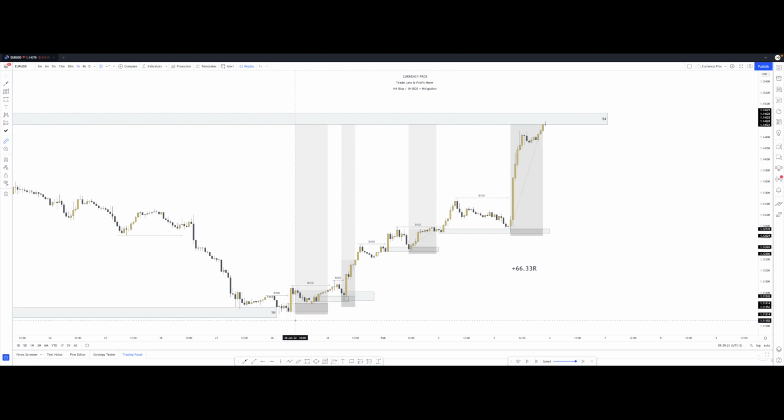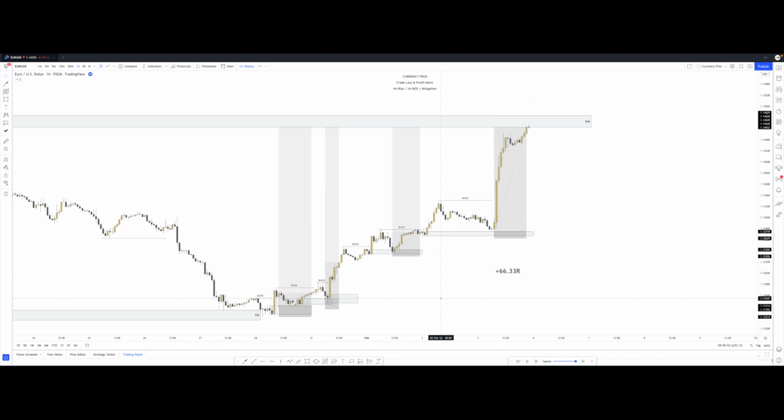Now let's go ahead and measure how long this took. From the moment of our first entry to the moment of the full take profit, that was 6 days and 11 hours. So let's just call it 6 days. So within 1 week of swing trading, this would be classified as swing trading, right? Intraday trading is typically in and out within a day or less. This is clearly classified as swing trading. So in about 1 week, a massive 66.33R could have been achieved here, okay?